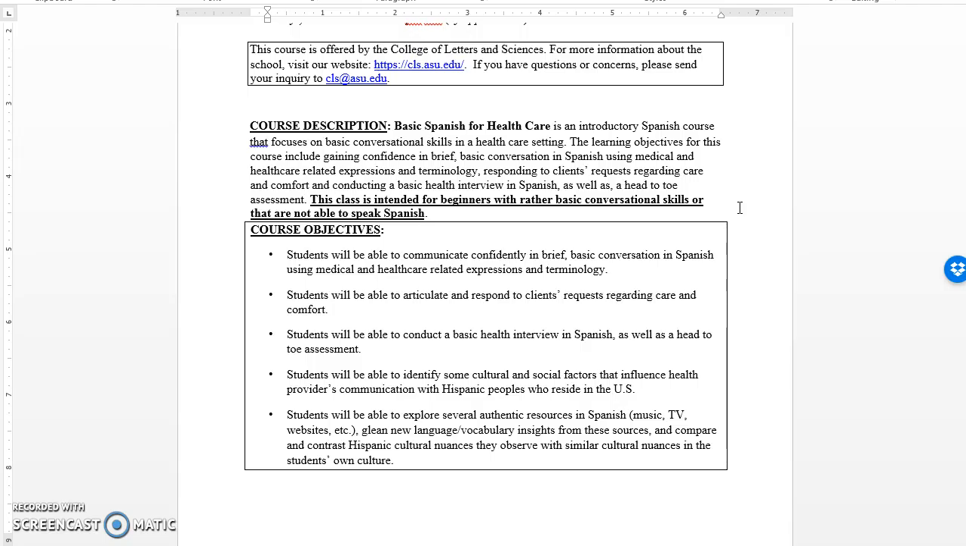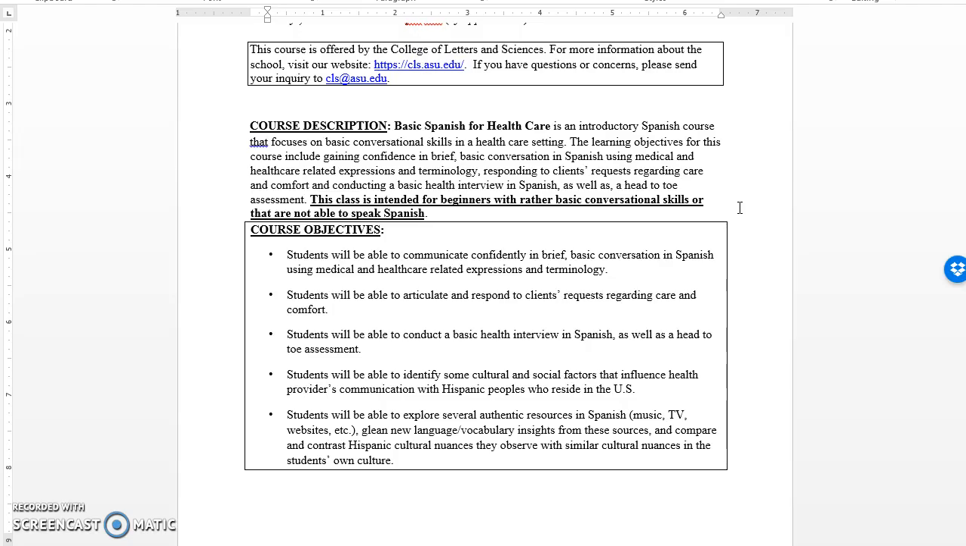Okay. Our course objectives, again, are being able to communicate confidently in brief, basic conversations. Again, you're not going to be able to sit down and hold a long-term conversation. You are going to ask specific questions, such as intake type questions. You are going to learn to understand responses to those. You will be able to articulate and respond to clients' requests regarding care and comfort. We're not getting too far into this. You'll also be able to conduct a basic health interview as well as a head-to-toe assessment. You will learn some basic anatomical terms.